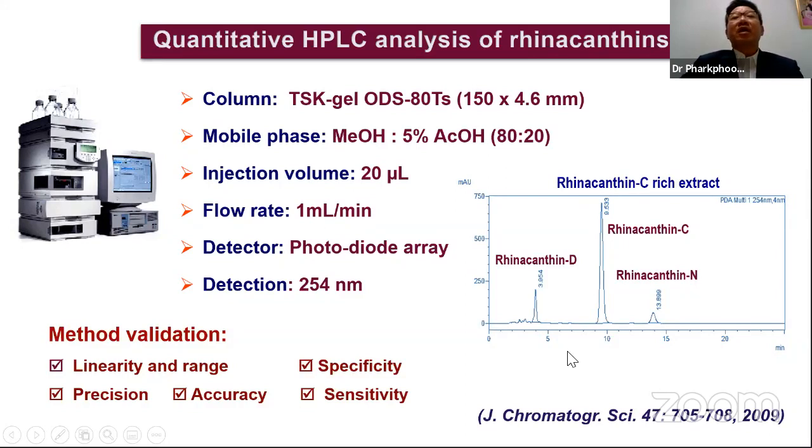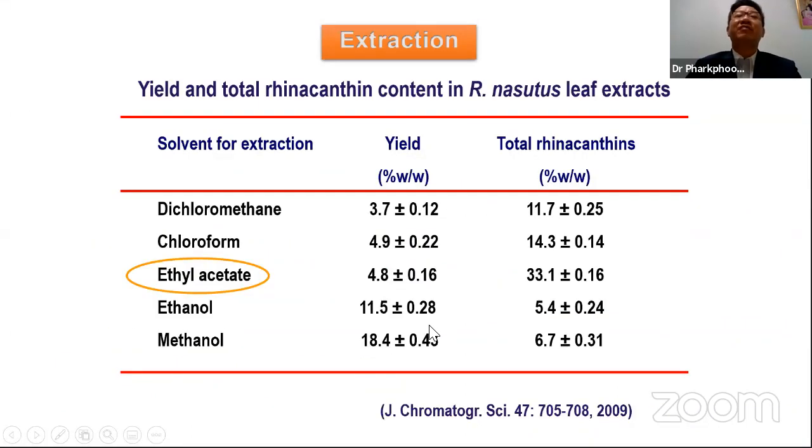And if you have quantitative analysis, it means that you can do more research. For example, we use HPLC to monitor the content of the active compound in the extract for research on the preparation of linocantin-rich extract. For preparation of linocantin-rich extract, the first step is extraction.